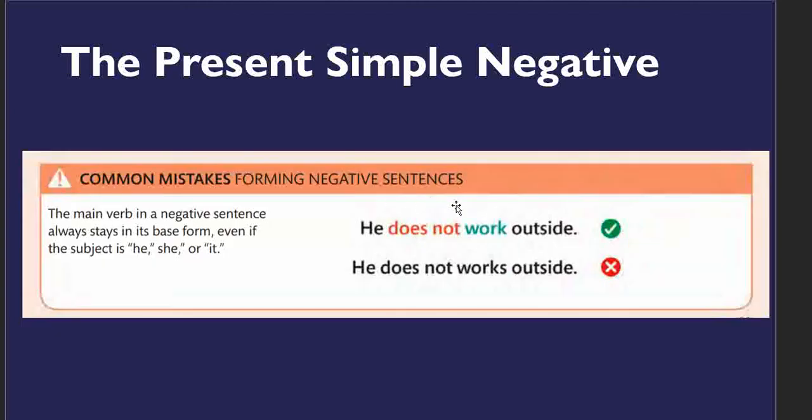Common mistakes forming negative sentences. The main verb in the negative sentence always stays in its base form even if the subject is he, she or it. He does not work outside is correct. He does not works outside is incorrect. So remember that the verb with he will change to its base form, and it is only in the negative sentence. When it is an affirmative sentence, the rule was different. Requesting you to construct one such correct sentence at this point.